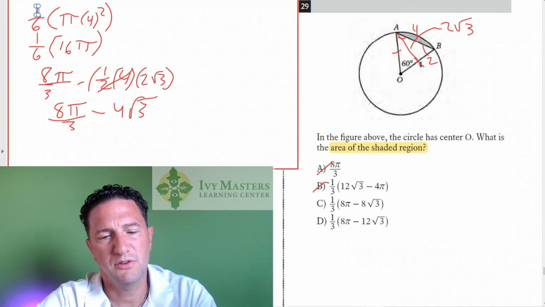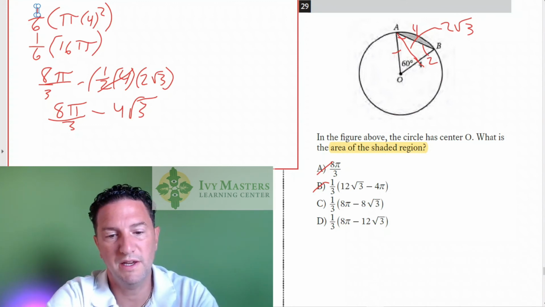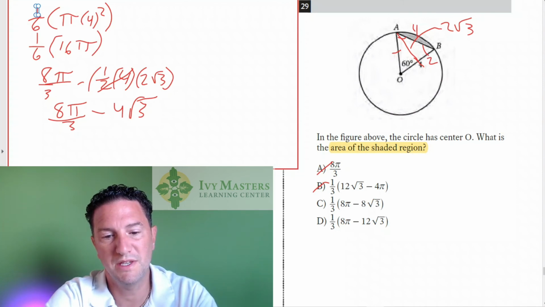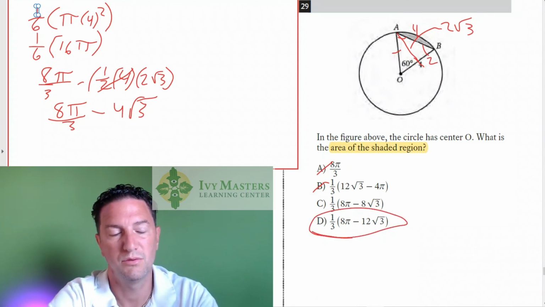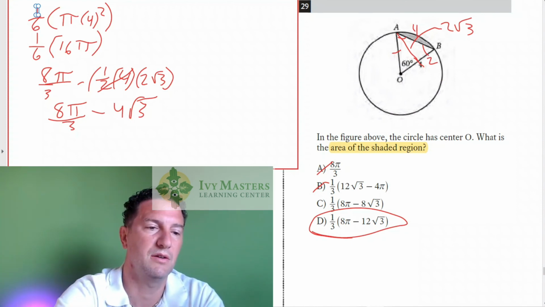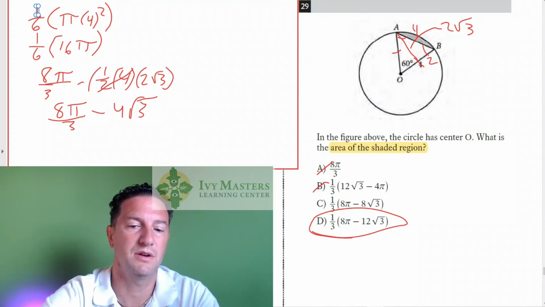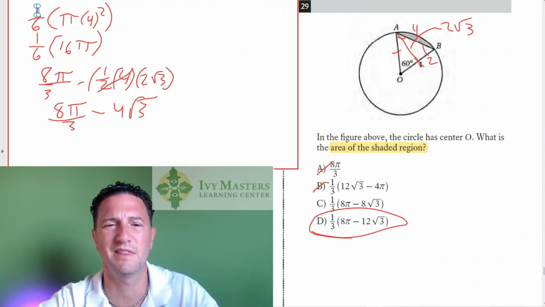When you look at the answer choices, you might see that nothing perfectly matches, but a quick distribution in answer choice C would give you 8 pi over 3 minus 8 root 3 over 3. But answer choice D is 8 pi over 3 minus 4 root 3. So that's going to be your correct answer. If I pulled out a 1/3 here, it would give me the same result, but it's a little wonkier to look at it that way.